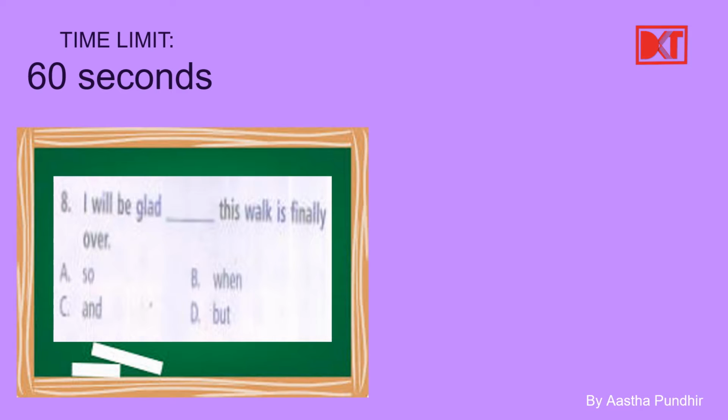Okay, next. I will be glad dash this walk is finally over. So: when this walk is finally over, and this walk is finally over, but this walk is finally over. So I will be glad when this walk is finally over. When do we use when? Here it is acting like a conjunction, the conjunction of time. When will you be glad? I will be glad when this walk is finally over. So you're talking about a certain time, the time when the walk gets over.